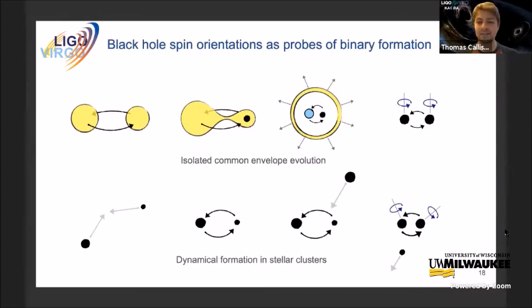Here, though, because the black holes did not know about each other at birth, you generically expect the spin orientations to be random, both with respect to each other and with respect to their orbit. And so if we can go out and measure the distribution of spin orientations from binary black hole systems, this gives us a potential key to discerning between these and other channels and figuring out how binary black holes are born and how they evolve.